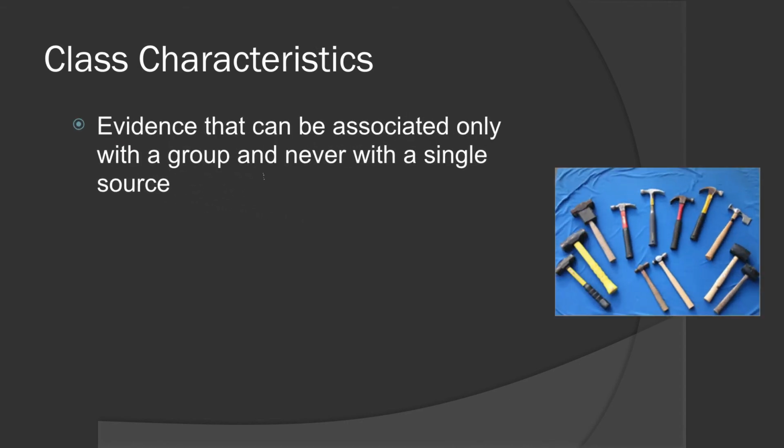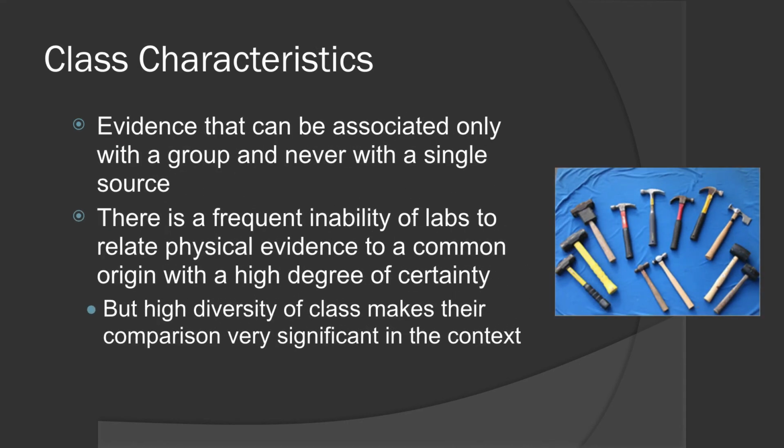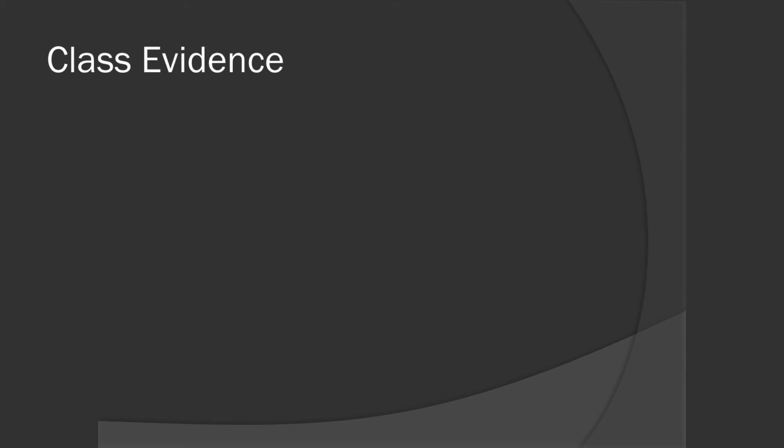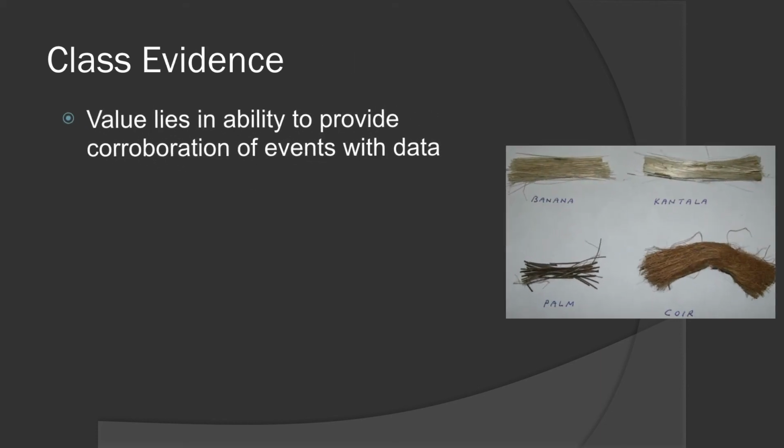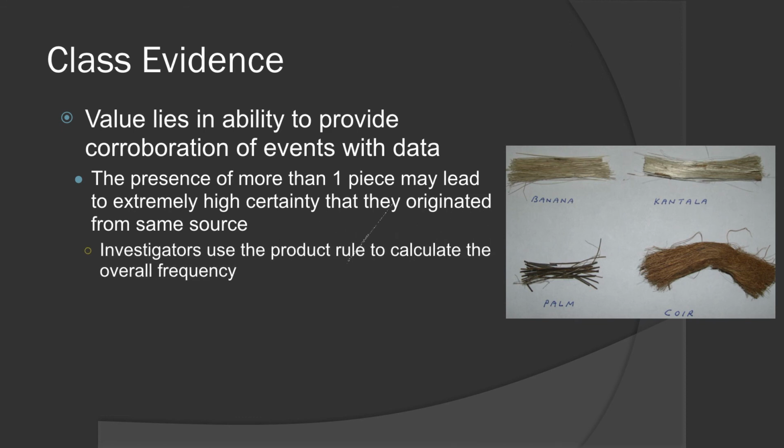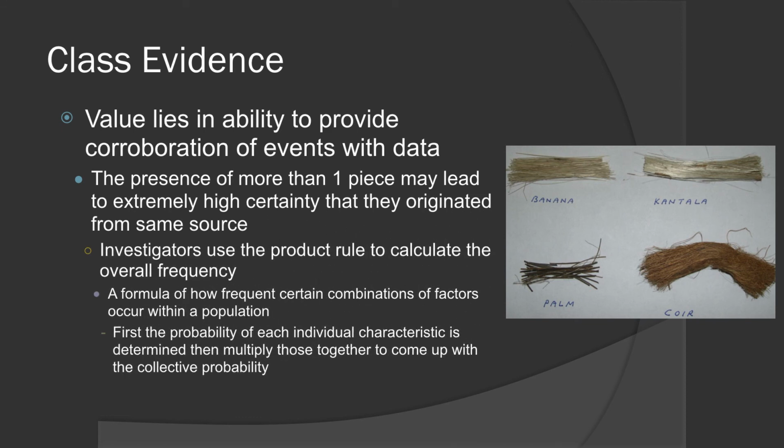When we look at a class characteristic, this is evidence that can be associated only with a group, but never with a single source. There is a frequent inability of labs to relate physical evidence to a common origin with a high degree of certainty, but high diversity of classes makes their comparison very significant within the context. And so the value lies in the ability to provide corroboration of events with the data. The presence of more than one piece may lead to extremely high certainties that they originate from the same source.